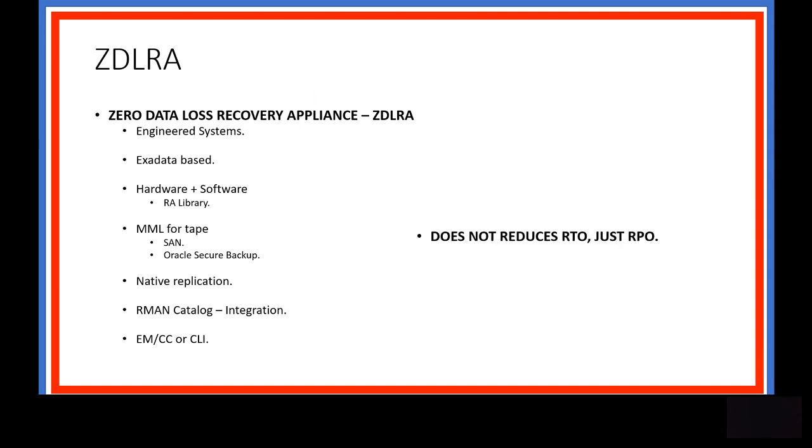But this is important. Zero Data Loss does not reduce RTO. It just reduces the recovery point objective. Because Zero Data Loss is not a Data Guard. It's not something that you put there, and if your primary has a failure, you switch and continue to run in Zero Data Loss. No, it's just for the recovery point objective. Okay, for RTO, you need to use MAA, Data Guard and other solutions.